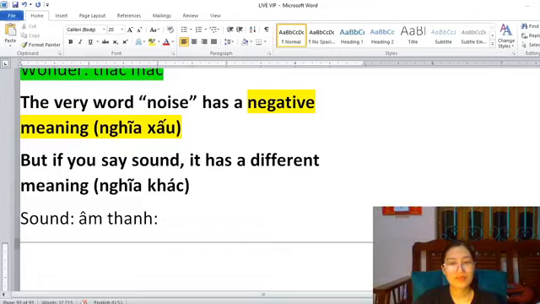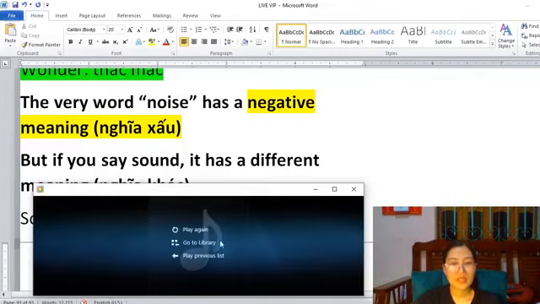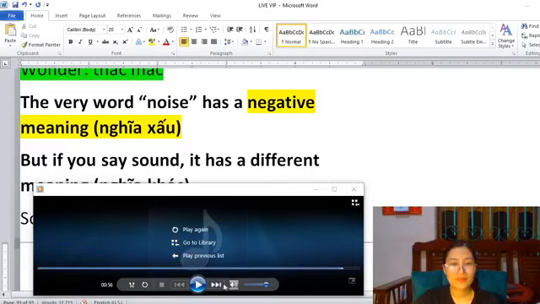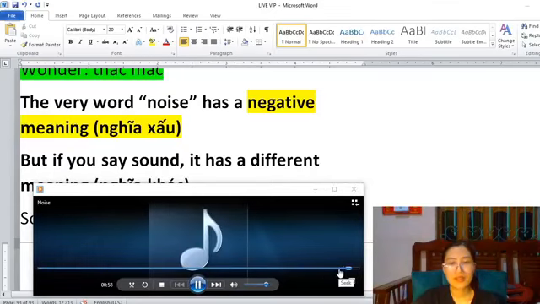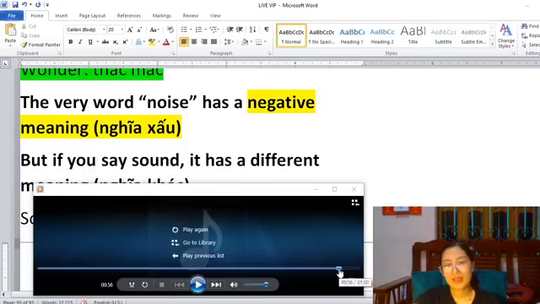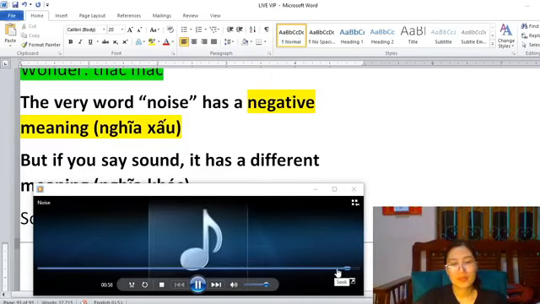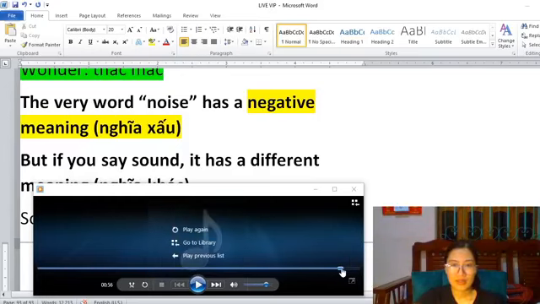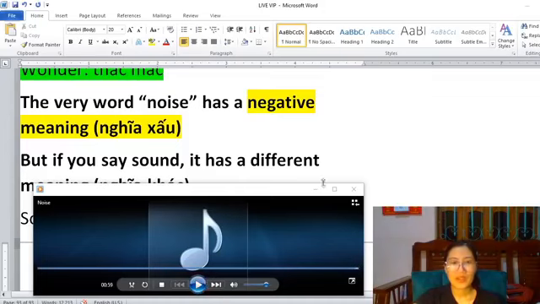I love the sound of babies laughing. Câu cuối nhé. I love the sound of babies laughing.